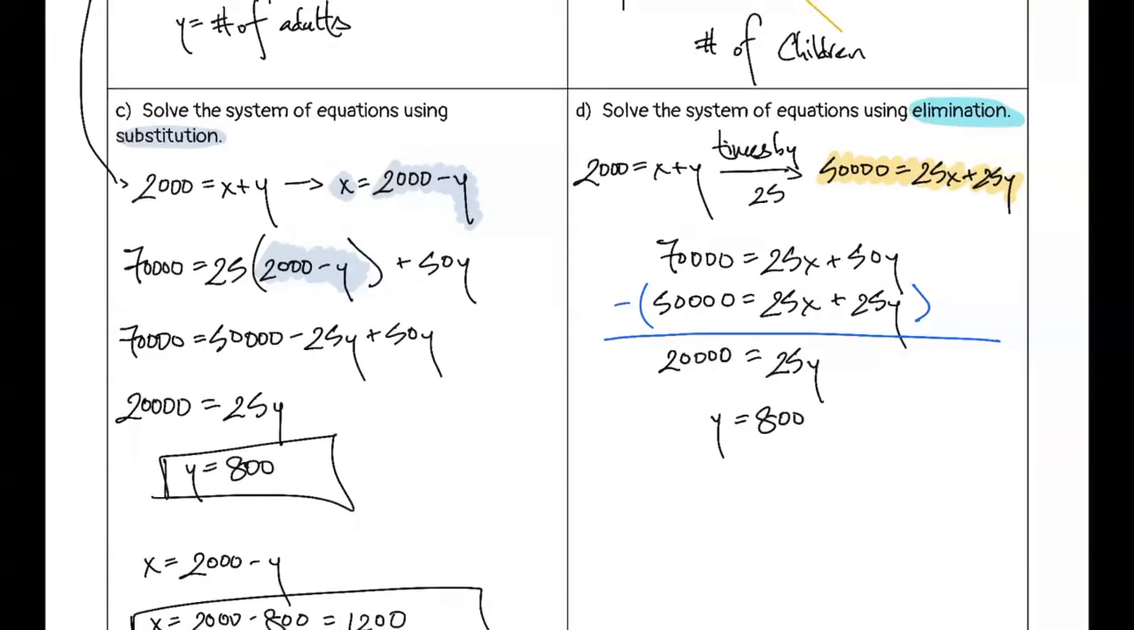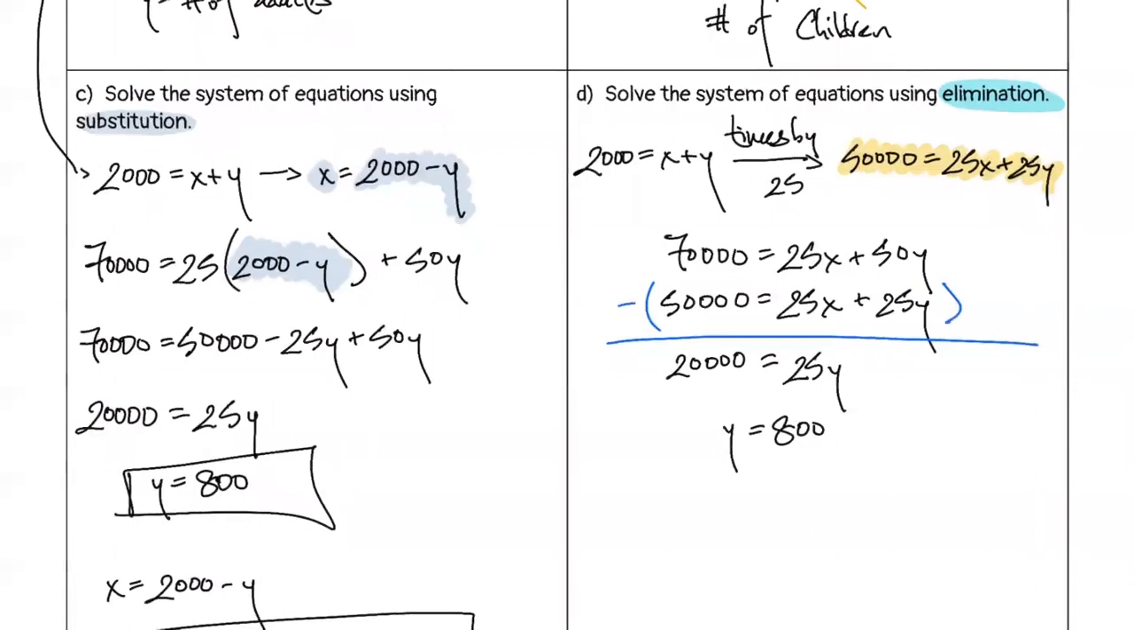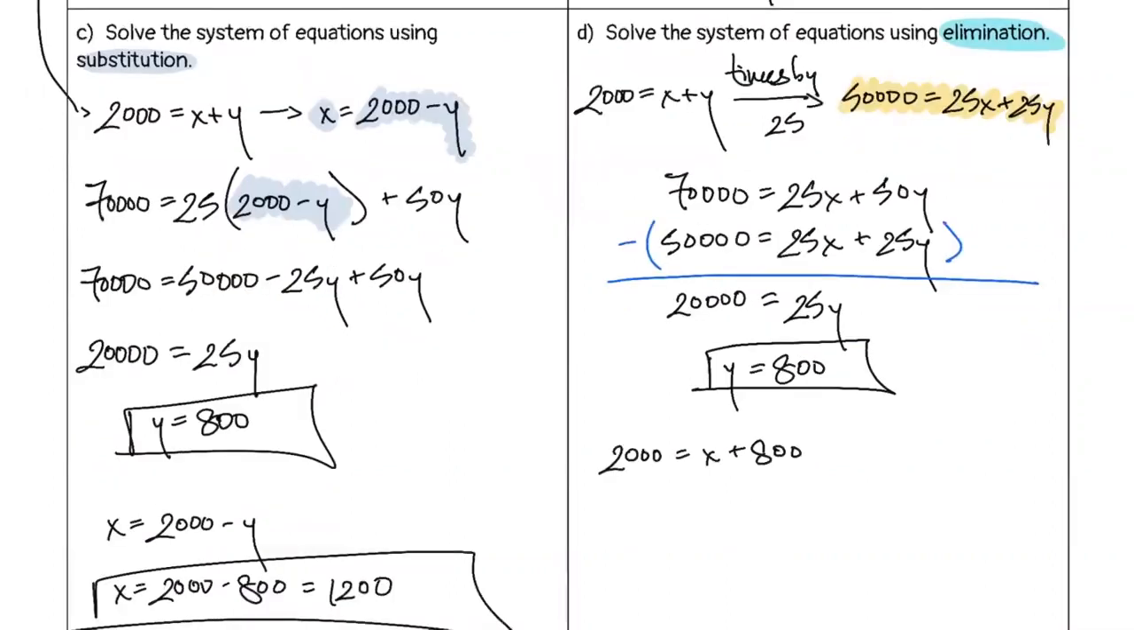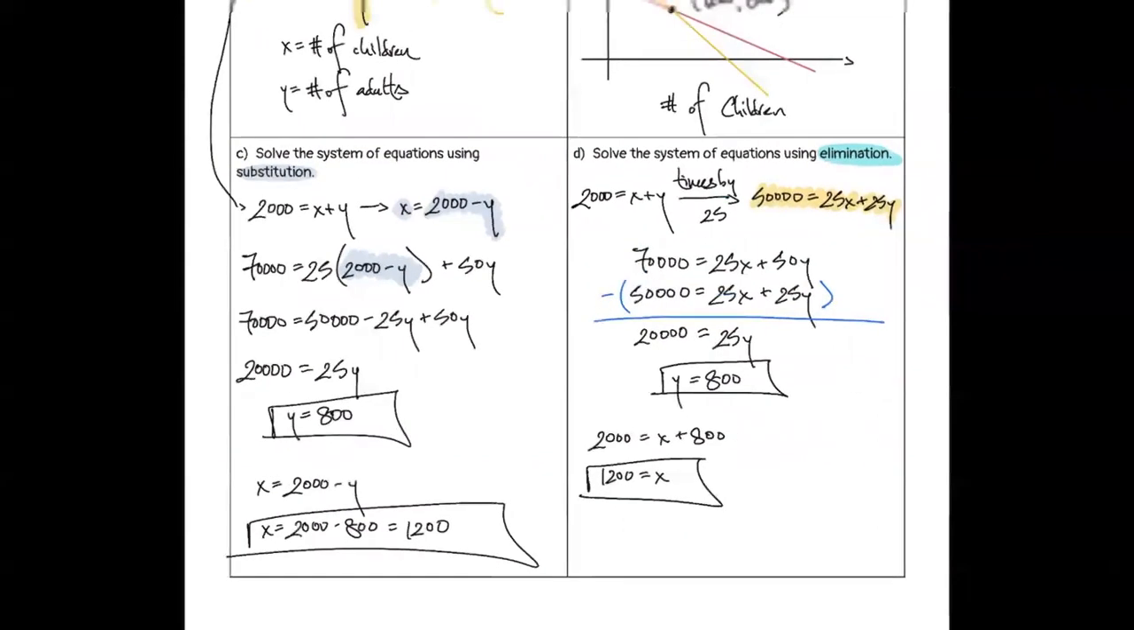How do I go back and find the x value if I'm using elimination? Could you just substitute it back? Yeah, into where? Where would you like to substitute that in? 2000 equals x plus y. Yeah, we can go ahead and put it right into here, right? We can say 2000 equals x plus 800, and then we can subtract 800 and we get x equals 1200. Okay.